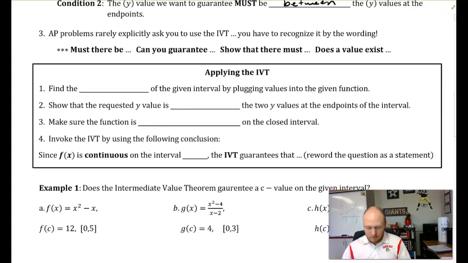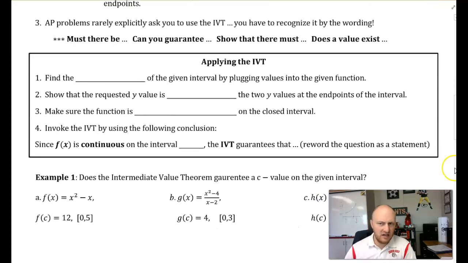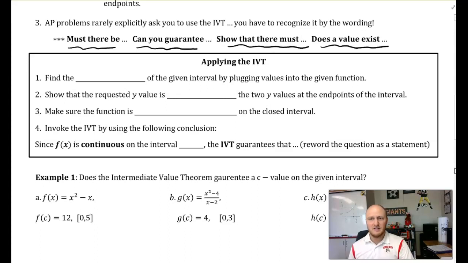Now, AP problems rarely or never explicitly ask you about the IVT. You have to recognize it. You have to interpret this. They'll say something like, must there be a value? Or can you guarantee a value? Or show that there must be a value? Or does a value exist? They use these phrases, and that's our recognition that this is an intermediate value theorem process, okay?